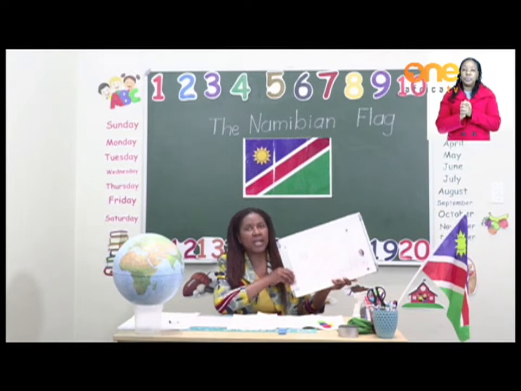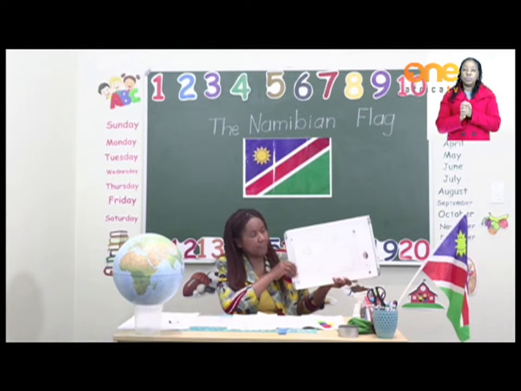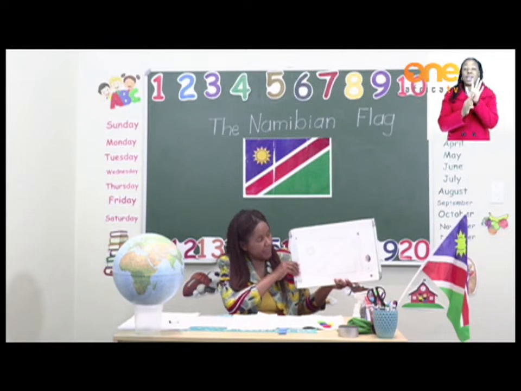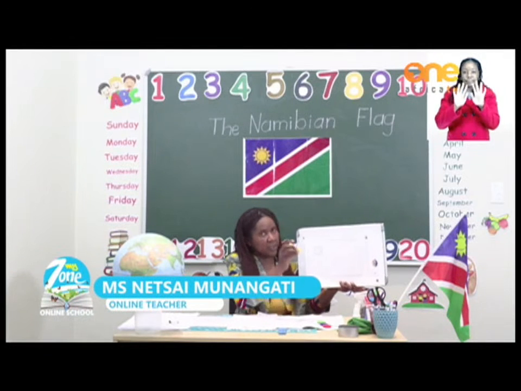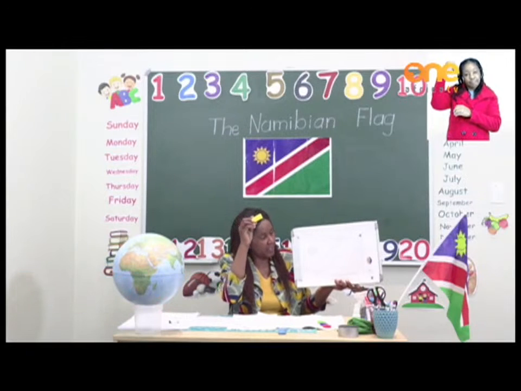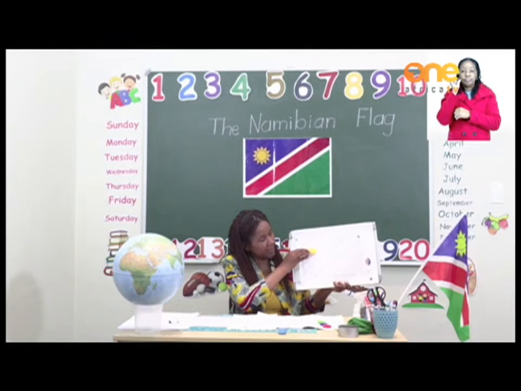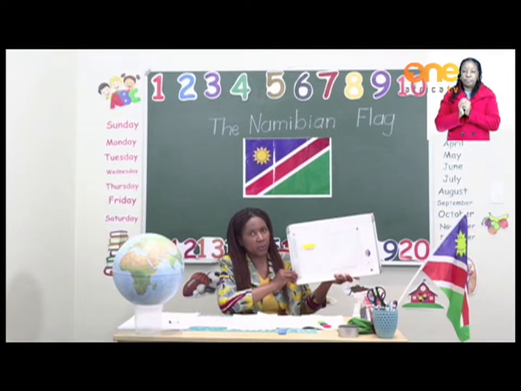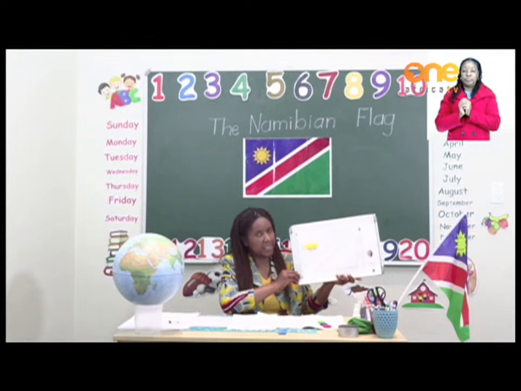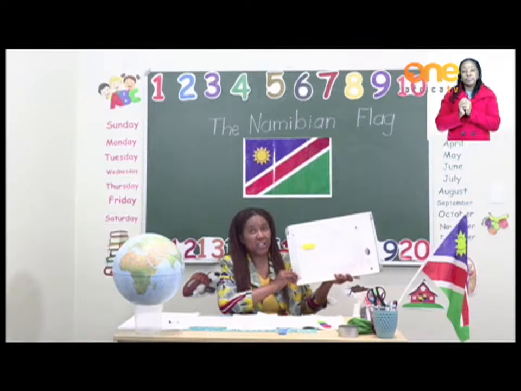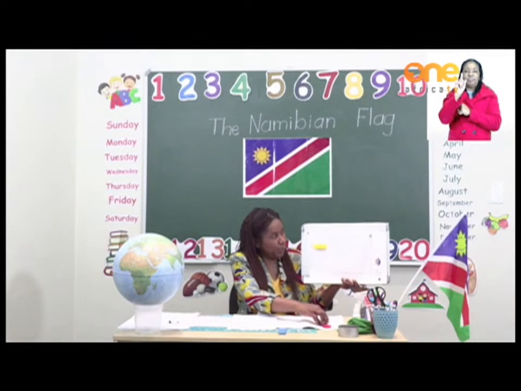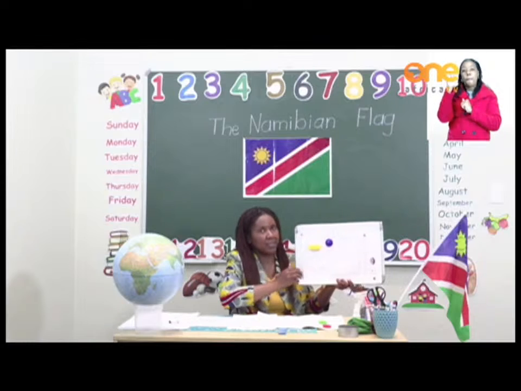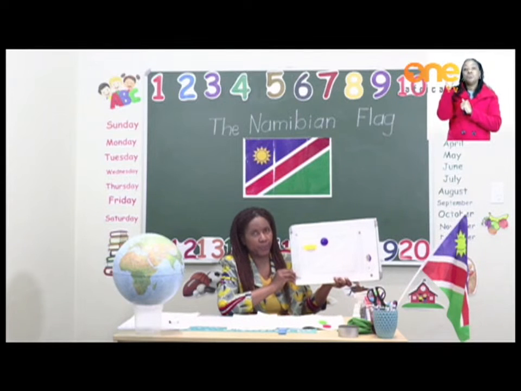Okay, and now I would like to show you how you are supposed to color the Namibian flag. We need to color in the sun yellow, and this is yellow. We must color the sun yellow. And we need to remember the sun shines in the sky. What color is the sky? The sky is blue. So we must color the sky blue.